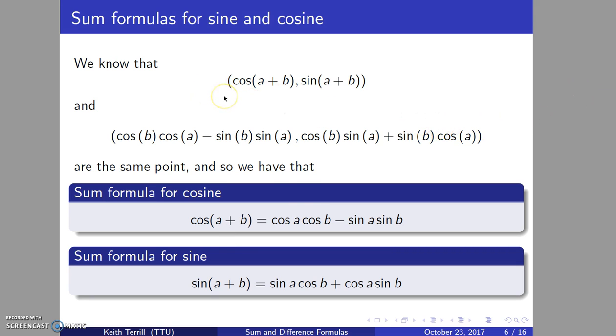So now I have two ways of describing the same point. One is x comma y, cosine of A plus B, sine of A plus B. But now I see that that x-coordinate is the same as cosine B cosine A minus sine B sine A. And also the y-coordinates are the same. Sine of A plus B is equal to sine A cosine B plus cosine A sine B. This is the way we go about finding the sine and cosine sum formulas.